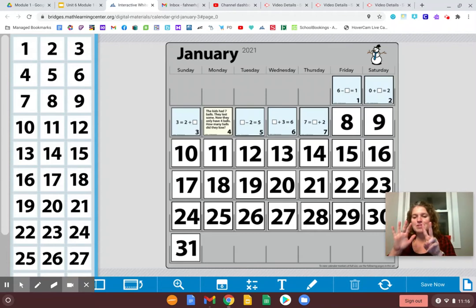We have 7 total. So how many are we adding to these 2? Blank plus 2 will give us 7. Go ahead and show me with your fingers what the answer is. 5. Excellent. So we are adding 5 more to get our answer for 7 is the same as 5 plus 2.